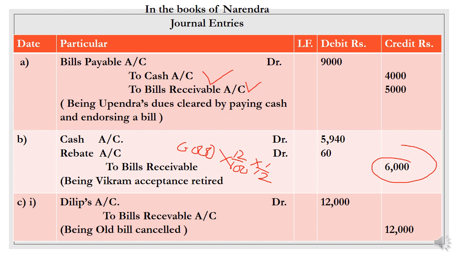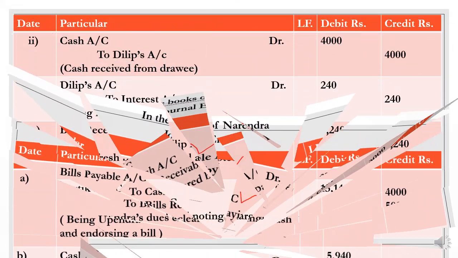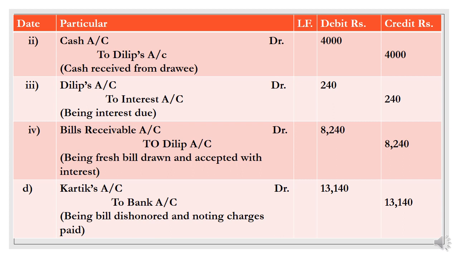Then the C transaction says that Dilip requests the renewal of the bill. In this C transaction, Dilip is a drawee. So first the old bill will be cancelled. The old bill is of rupees 12,000. So Dilip's account debit to bills receivable, being old bill cancelled. And some part payment is done by Dilip. So how much part payment is done by Dilip? 4,000. So 4,000 cash comes to Narendra from Dilip. So cash account debit to Dilip 4,000, 4,000.